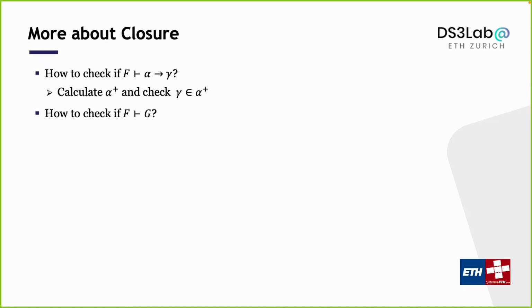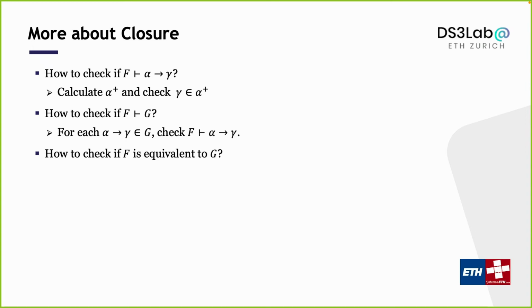I have two collections of functional dependencies, F and G. Whether I can derive G from F. So the way to do it, right, is you enumerate all the rules in G, and you check whether you can derive that from F by computing the closure of the left-hand side.